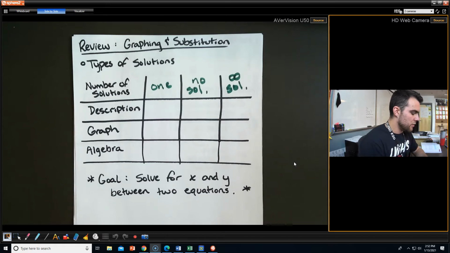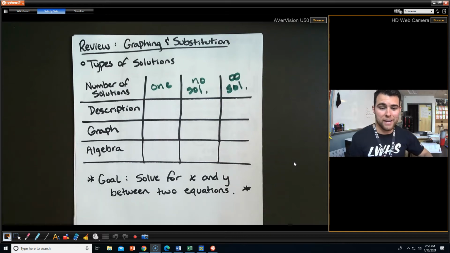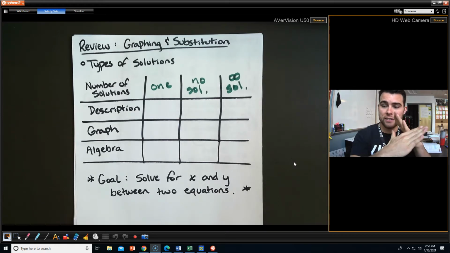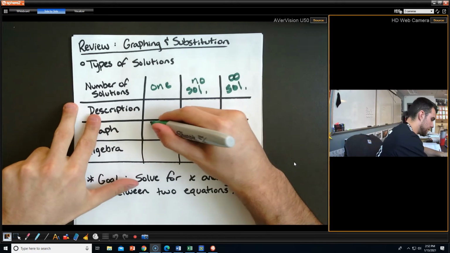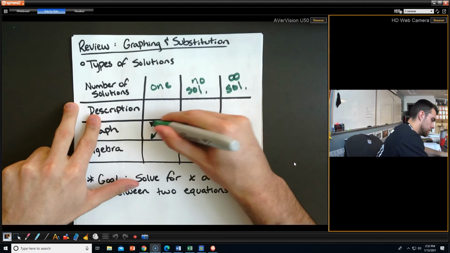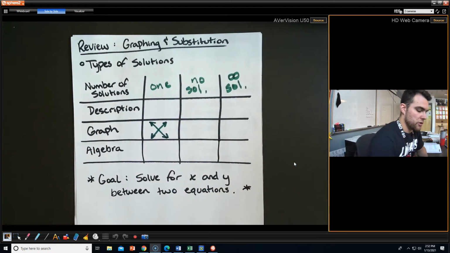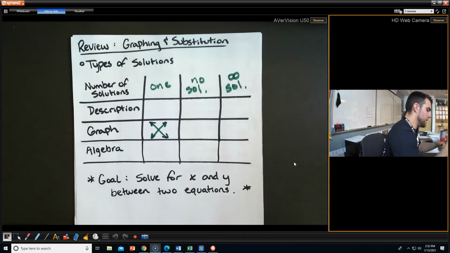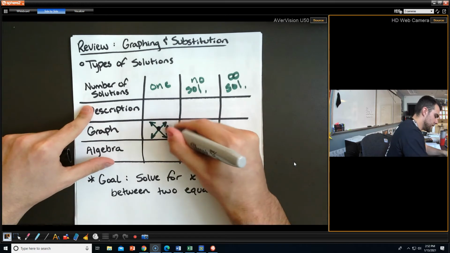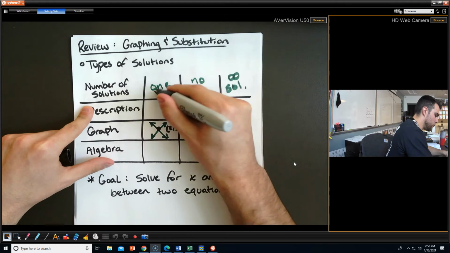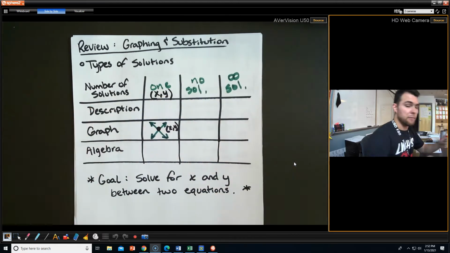So again, the whole goal with graphing and substitution is to solve for x and y between 2 given equations. We've already seen that we can graph those equations, and those equations are representing lines. So for one solution, that is when our graphs intersect. That means they cross. Your answer is going to be a point where they cross. That is an xy point. So you'll have one xy point for your solution.